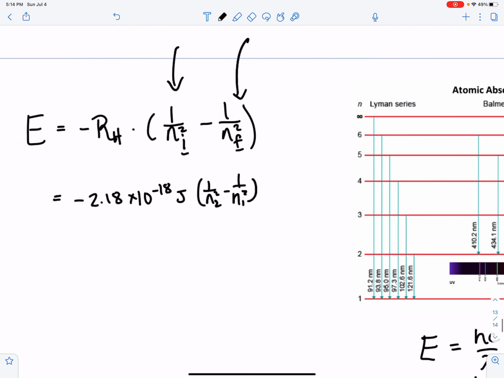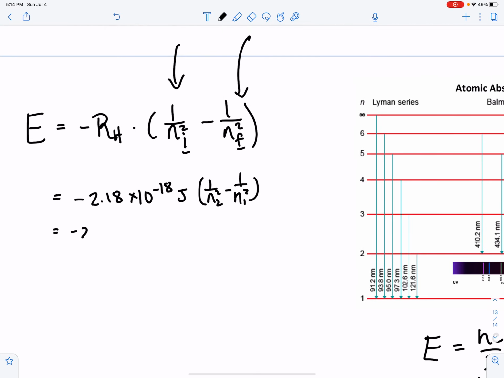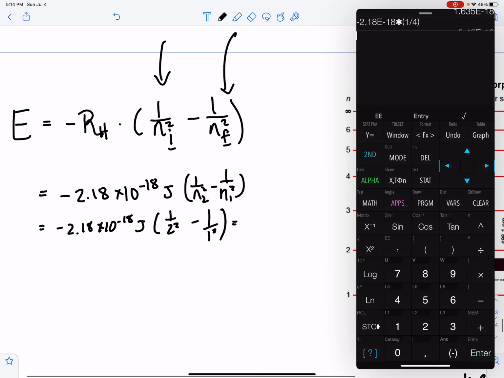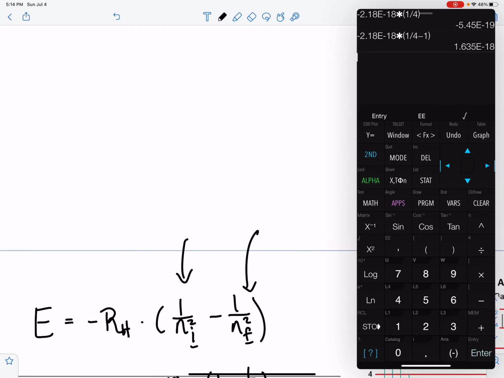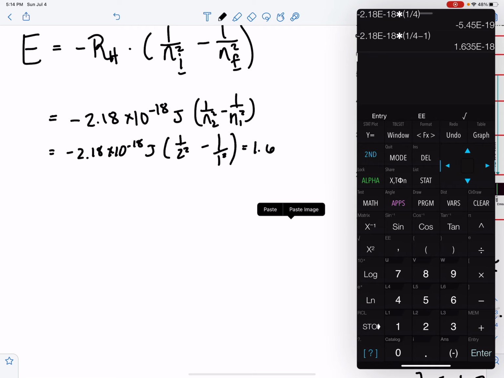So I'm going to go ahead and fill this in over here. 2.18 times 10 to the minus 18th joules. Second energy level, that's the 2 squared. And then, of course, basically I have 1 over 1, but that's 1 over 1 squared, which is still just 1. When I put that in my calculator, I'm going to carry down my number, that minus 1. I can do 1 over 1 squared, but it's just going to be 1. And that gives me that my energy difference is 1.635 times 10 to the minus 18th joules.